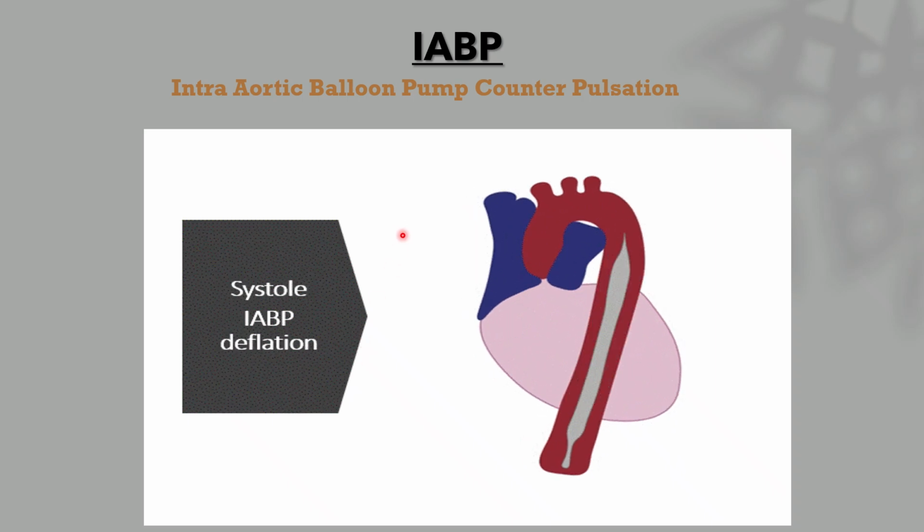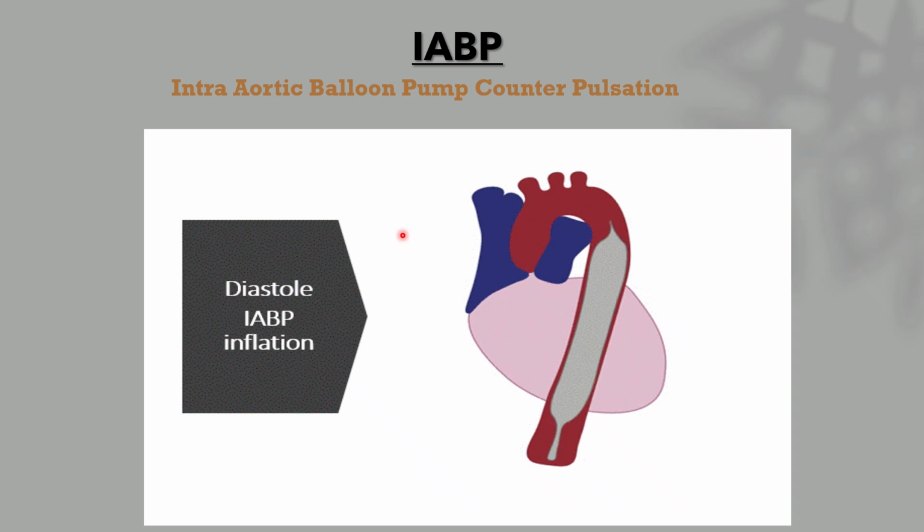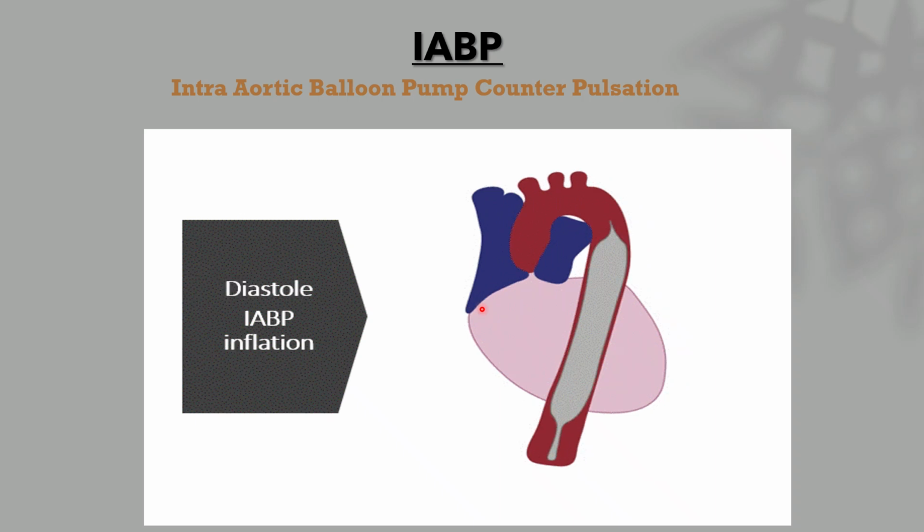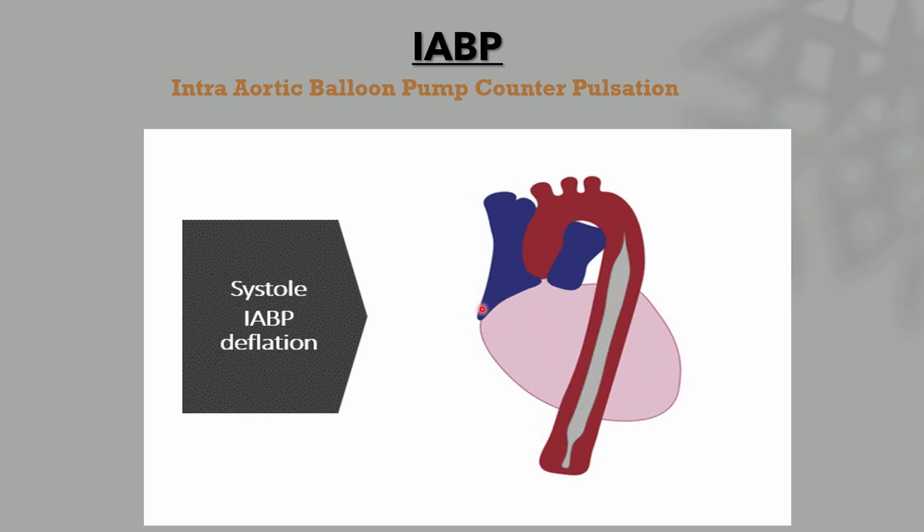When it's inflated, it takes about 80 to 85% of the aortic size. So it acts like a pump, pushing the blood out of the aorta. Counter-pulsation is like the balloon giving pulsatile flow, but the pulsatile flow is different from the heart itself. The heart contracts in systole, but the balloon is deflated in systole. The heart is relaxed in diastole, but the balloon is inflated in diastole. That's what is meant by counter-pulsation.